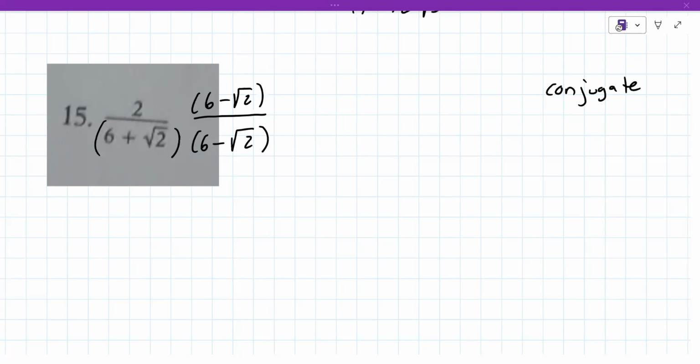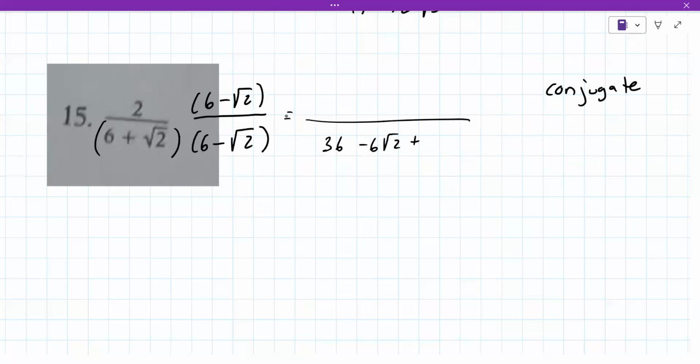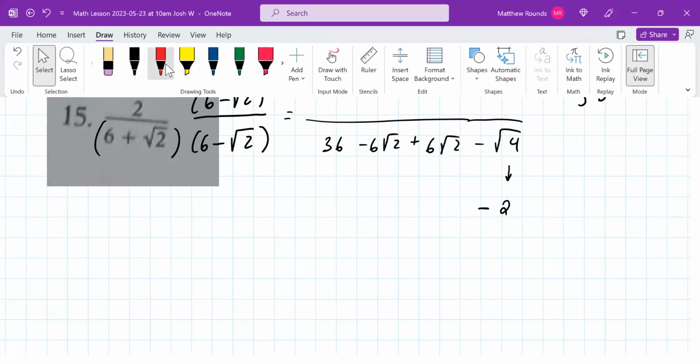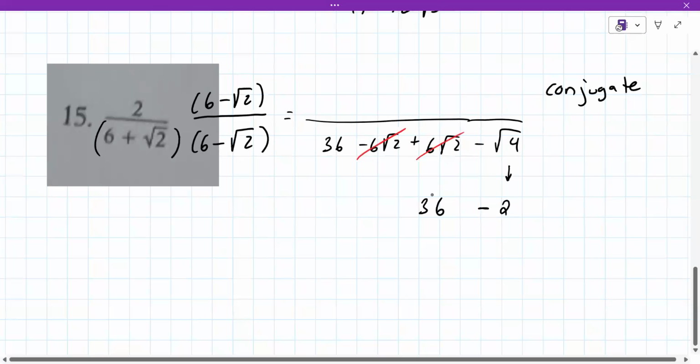So let me write out the correct answer here. So just on the bottom here, it's 36 minus 6 square root of 2 plus 6 square root of 2 minus the square root of 4. Not exactly the same as the last one, but hopefully you're in the ballpark. It's similar, pretty similar. Okay, good. So square root of 4 is 2. Okay. 6 square root of 2 negative, 6 square root of 2 a positive. They cancel. So it's 36 minus 2 on the bottom is 34.